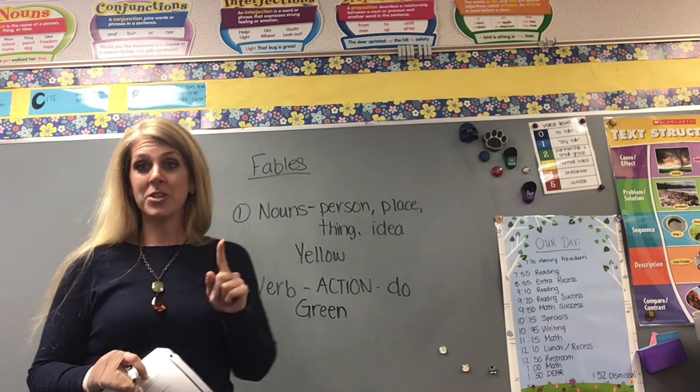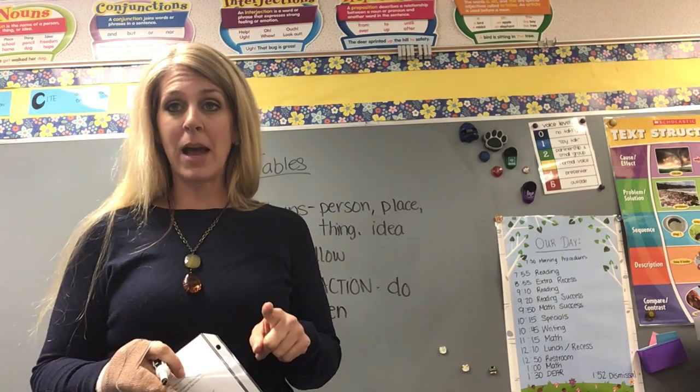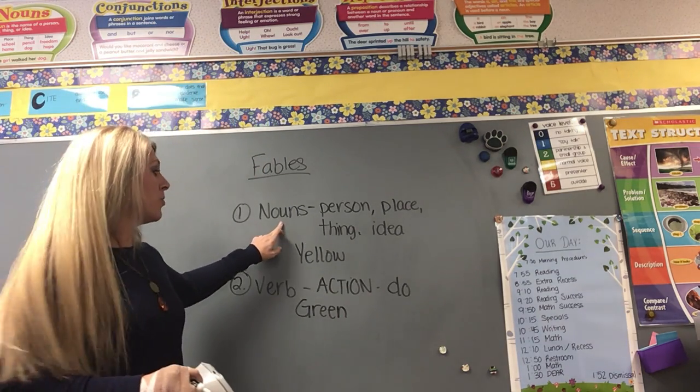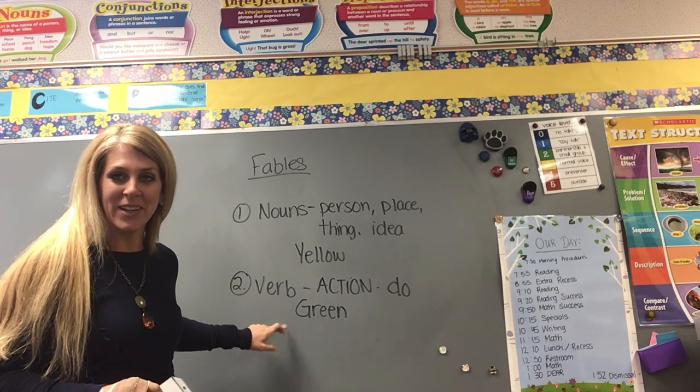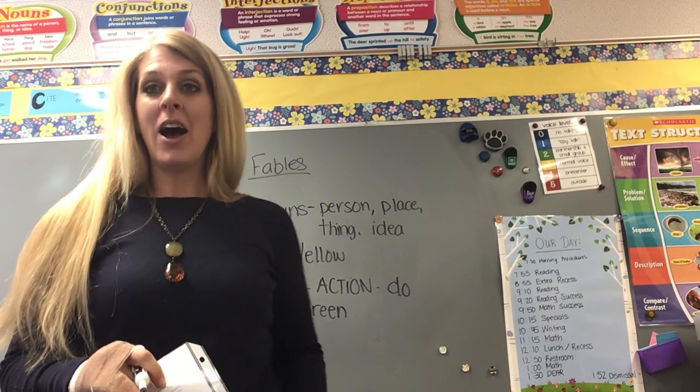So that's your first step. Read through The Lion and the Mouse, highlight your nouns yellow, and anything that is an action verb green. Once you have that, unpause the video and come back and we'll check.